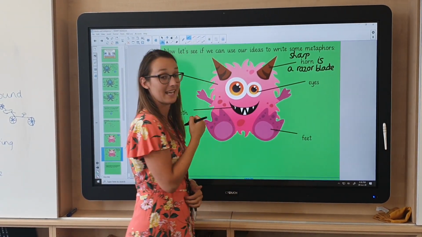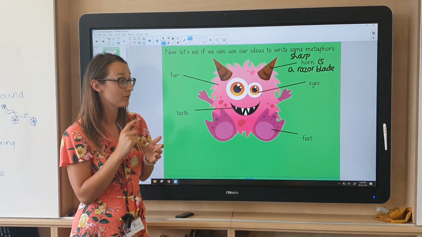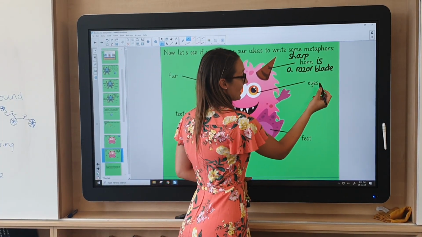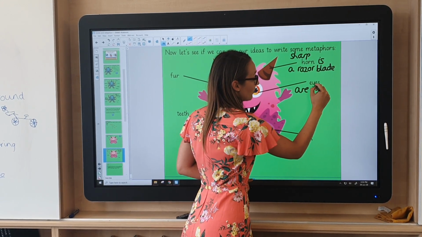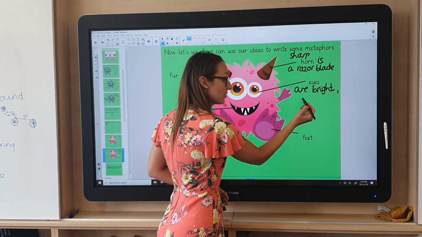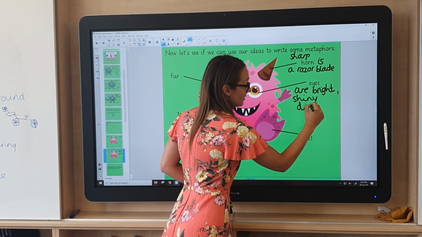Okay, his eyes. A simile would be are shiny like diamonds, but remember I'm not using like today. I'm saying is, was, or are. So we could say his eyes are bright, comma, because I'm going to use two adjectives, shiny diamonds.